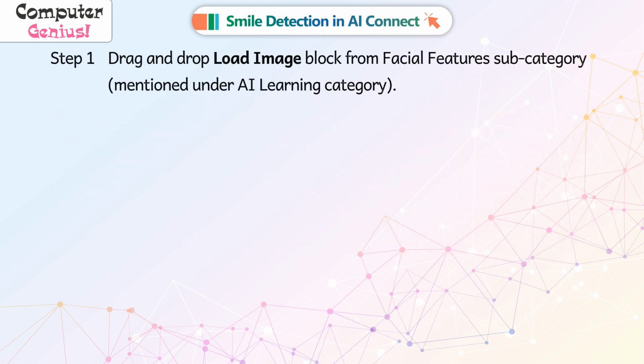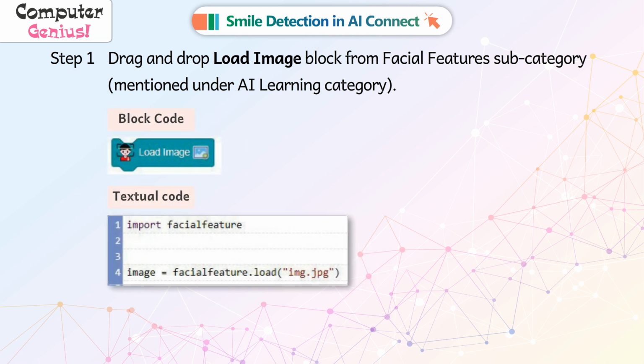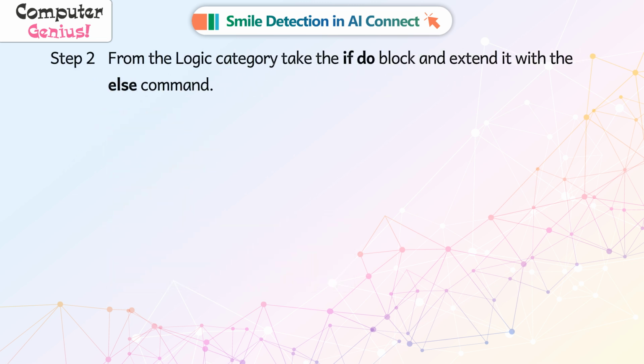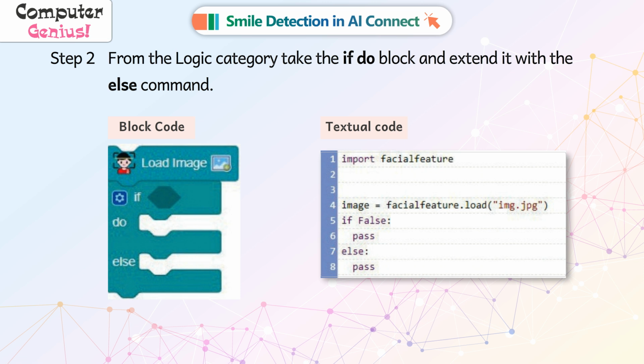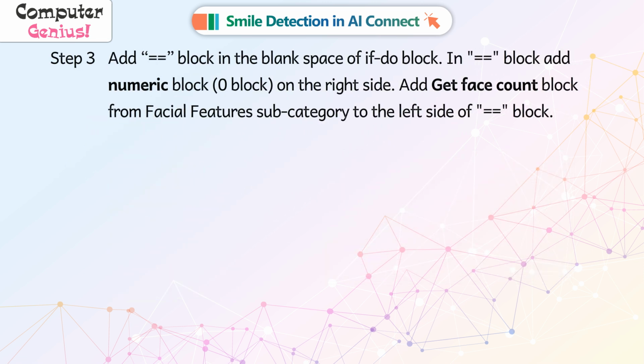Step 1. Drag and drop load image block from facial features subcategory mentioned under AI learning category. Block code. Textual code. Step 2. From the logic category, take the if-else block and extend it with the else command. Block code. Textual code.